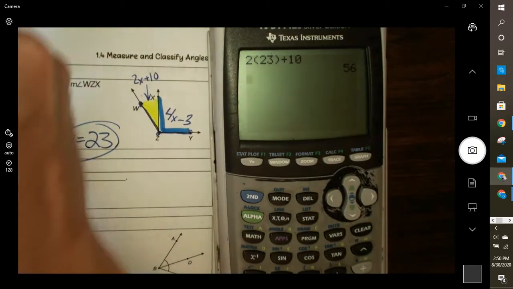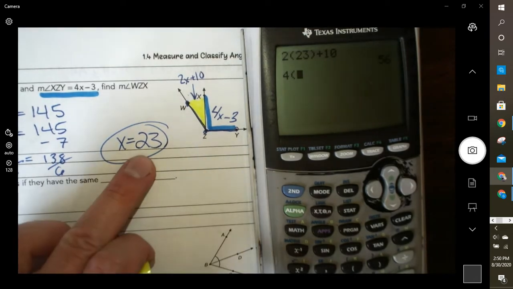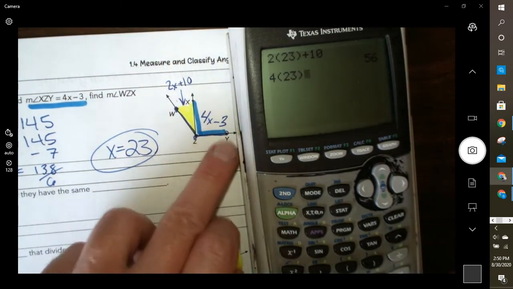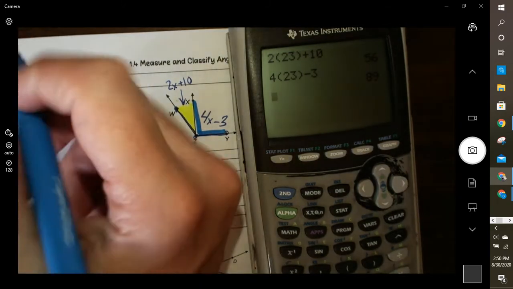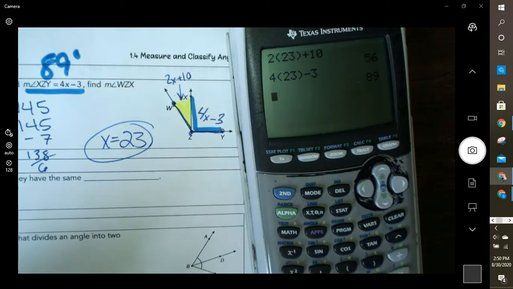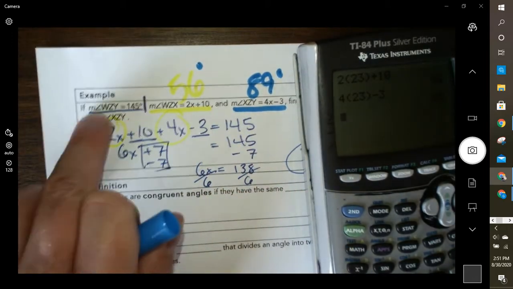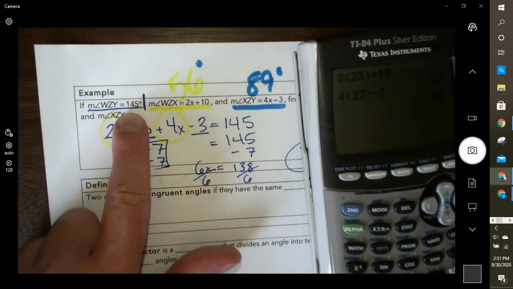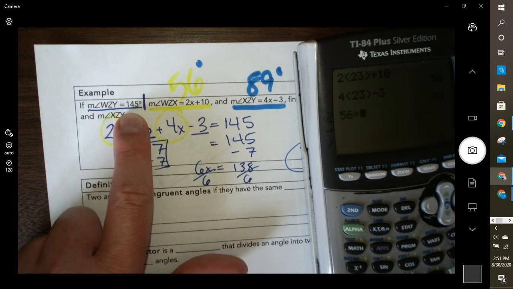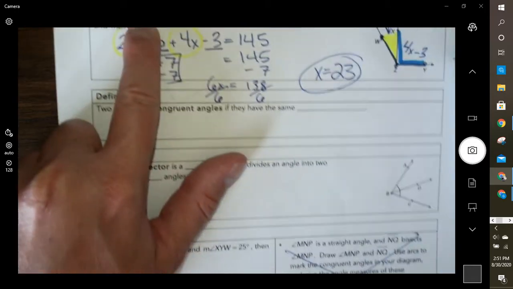I wrote 56 on there. And let's do the 4x: 4 open parenthesis 23 close parenthesis minus 3. And I got 89. So let's write that down here. Oh, just put my degree symbol on there. All right. And if I add these two angles up now, if this postulate is true, which of course it is, so let's make sure I did my math right, it should equal 145. 56 plus 89, and it does. We get that 145 there. Let's keep it moving. Nice.